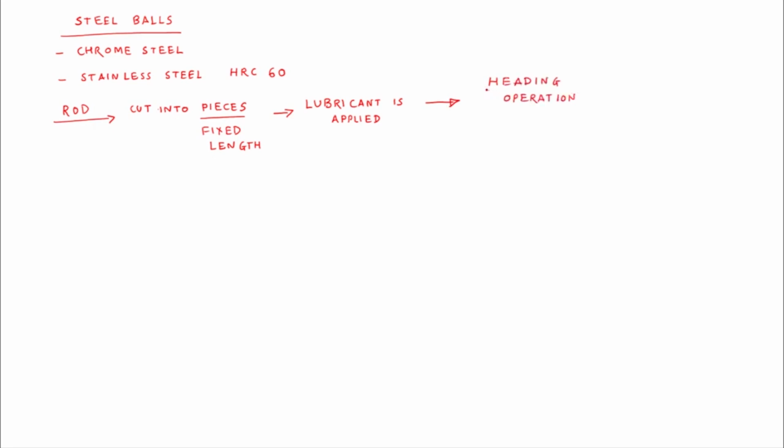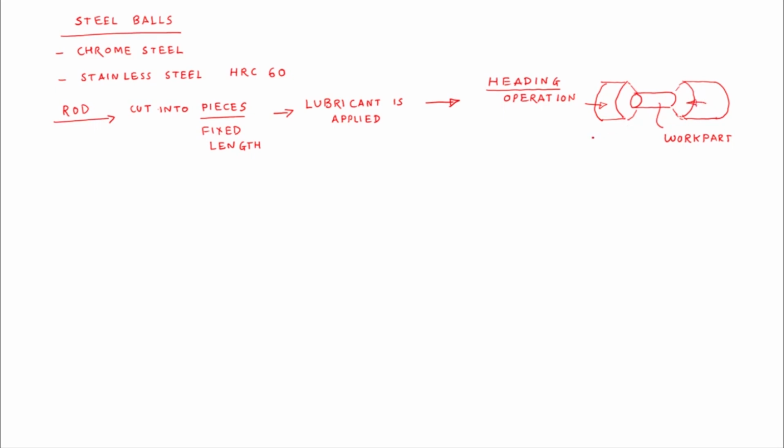As the name suggests, heading means we are applying forces on the heads of the work parts. If we consider a work part, a piece of rod, we are applying the force on two of its ends, and we are forming it.